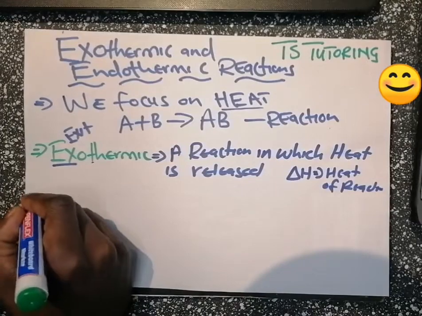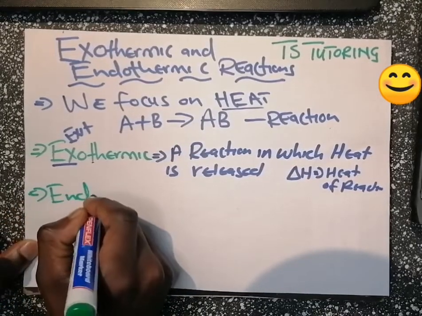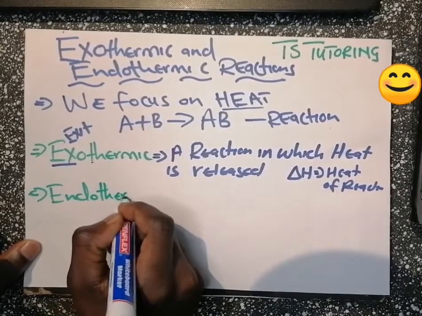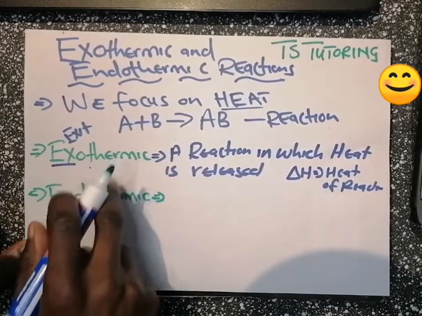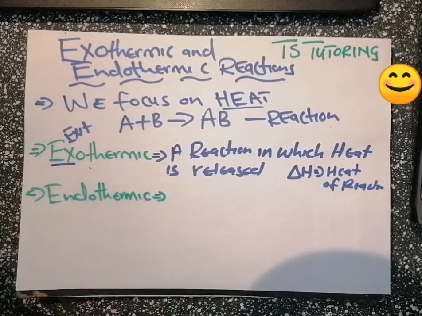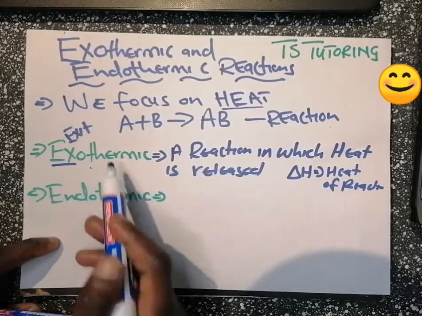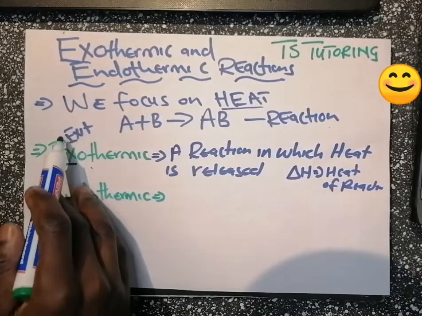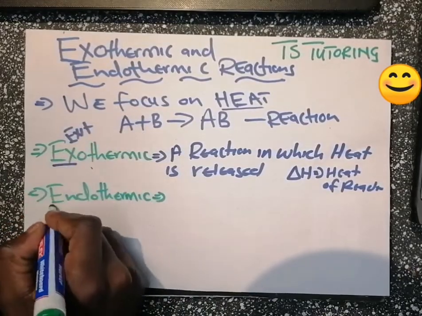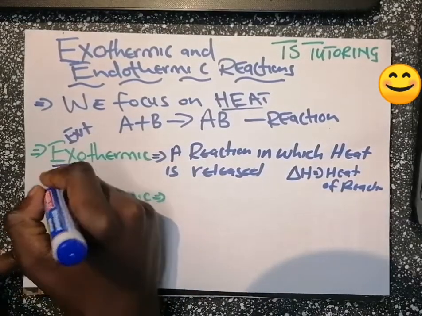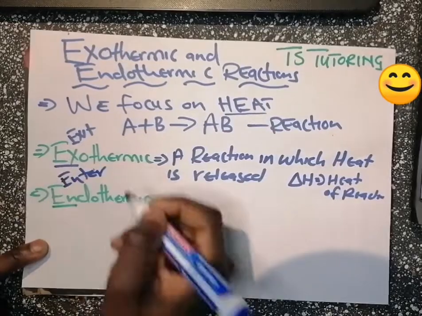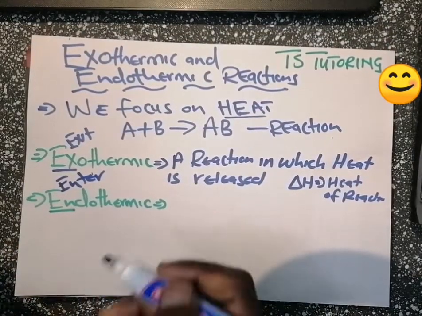So what about an endo? What is an endothermic reaction? When you see thermic, think of thermal, heat. Thermal talks about heat. So thermic, we know it's heat. X, heat goes off. And so En, when you look at En for endo, you think about enter. Ex, exit. En, enter. So the heat is entering.